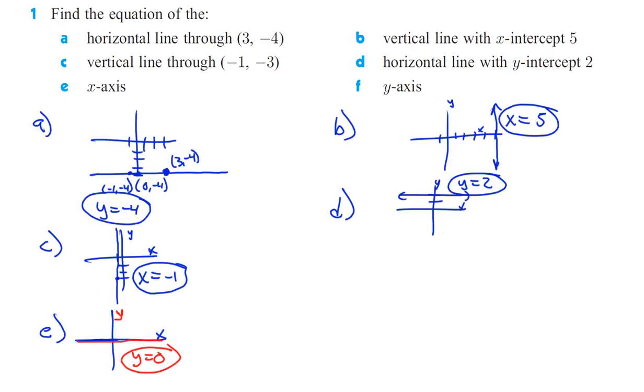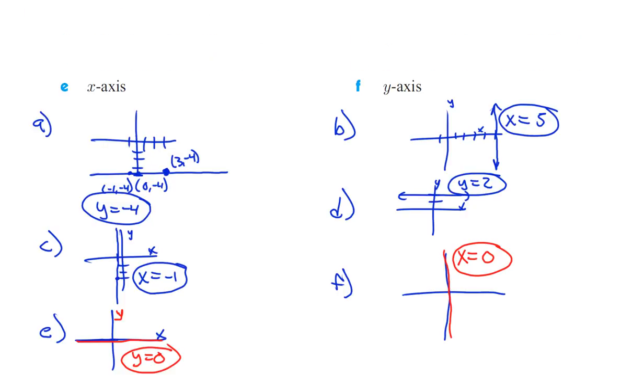And then F here is the y-axis. Now instead of the x-axis, it's the y-axis, so we want to know the equation of that line. This line crosses through the x-axis, so it's going to be x equals, and every x value along that entire line is 0.